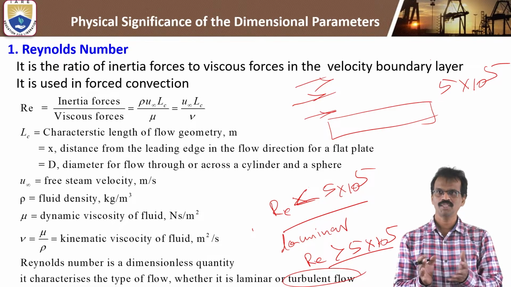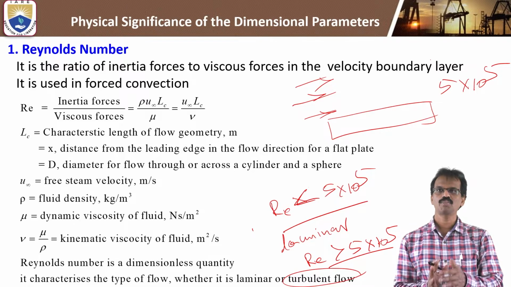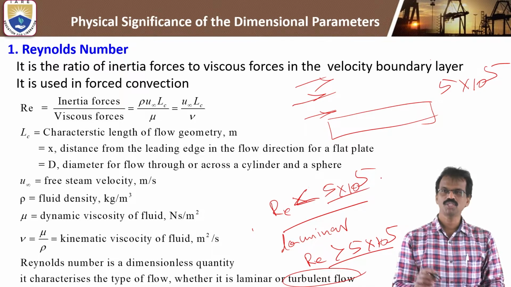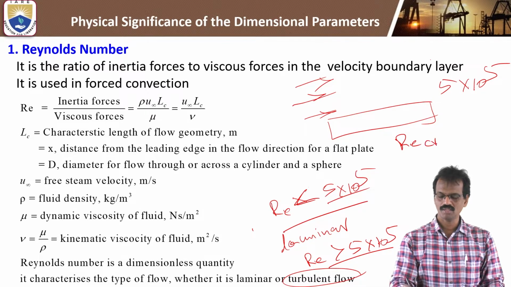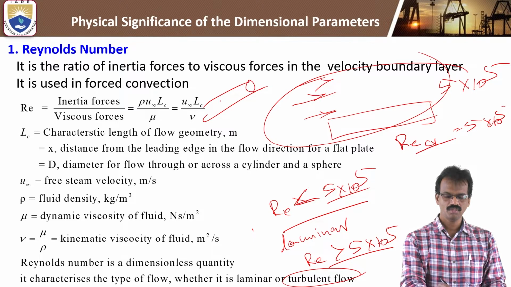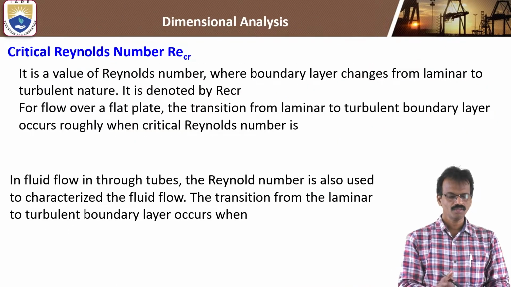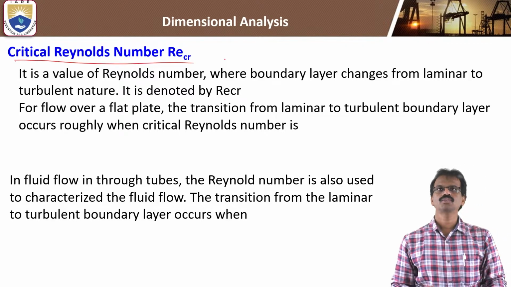So the identification of the flow depends upon the Reynolds number. Based upon the critical Reynolds number, represented by Re critical, the value is 5 into 10 to the power of 5 for external flow. In case of internal flow, like in pipes, the value of the Reynolds number is 2300. Here we can see that.